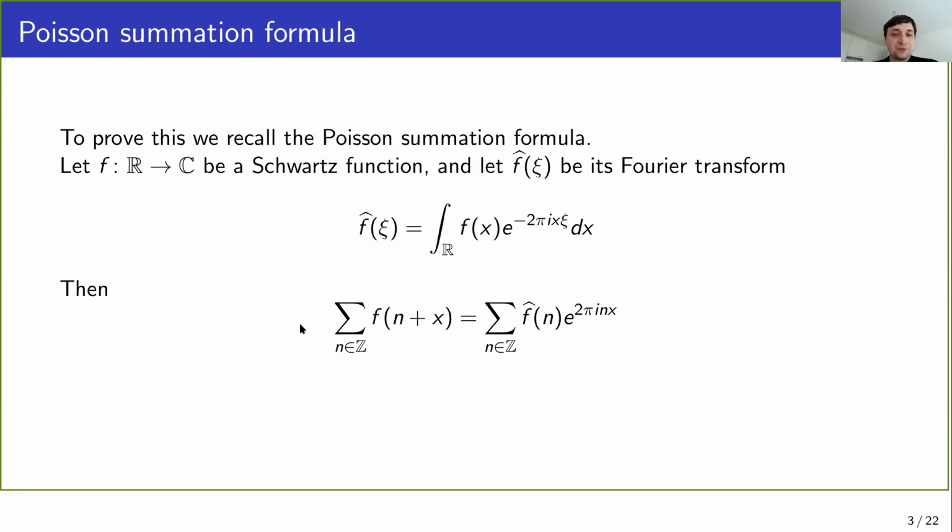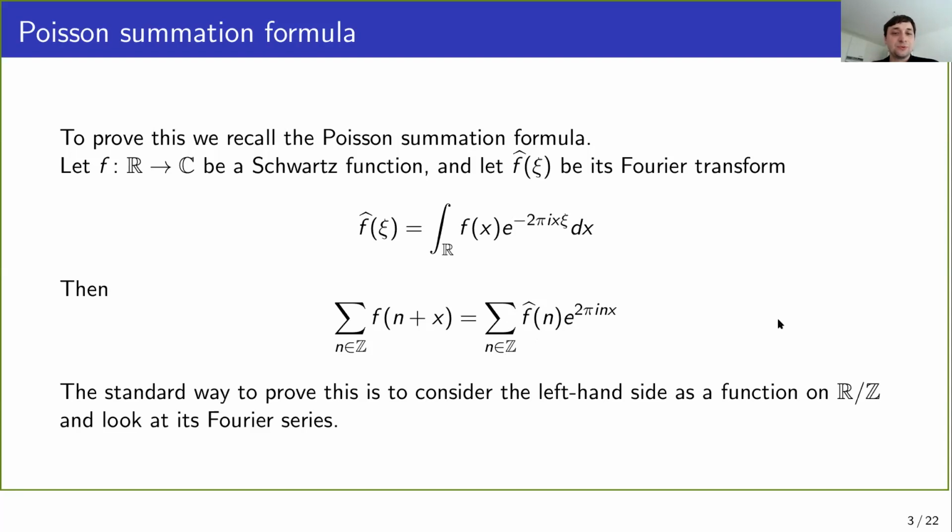And the way I said it already suggests a way to prove it. We look at the left-hand side as a function of x, and because of the way it's written, it's already periodic. So it's a function on the circle R mod Z, and then we develop it into its Fourier series. And actually, the coefficients turn out to be exactly the Fourier transform of the original function. So it's very easy to prove for Schwartz functions. One can assume less about f, but for the purposes of this talk, it will suffice.